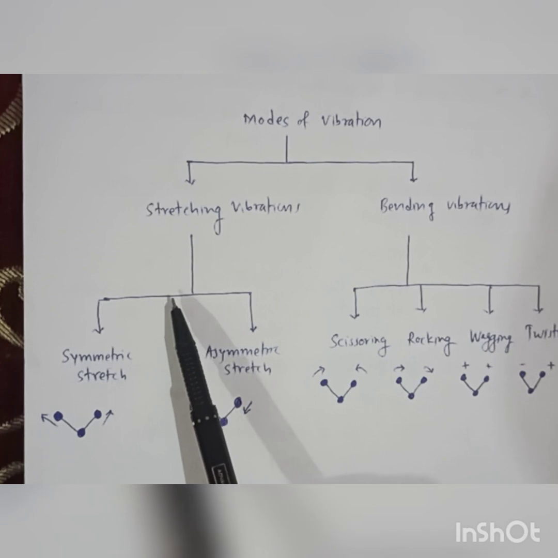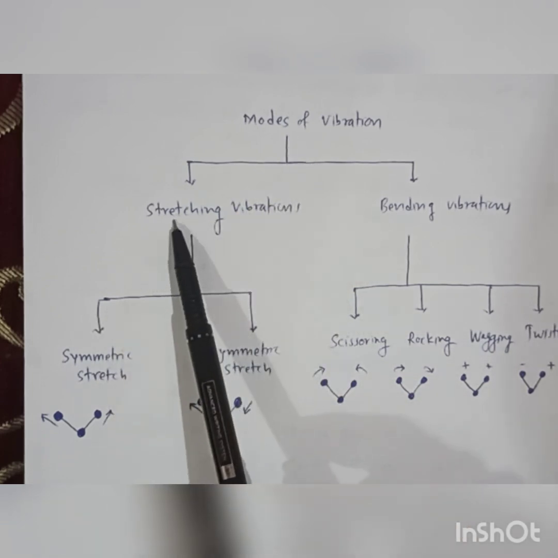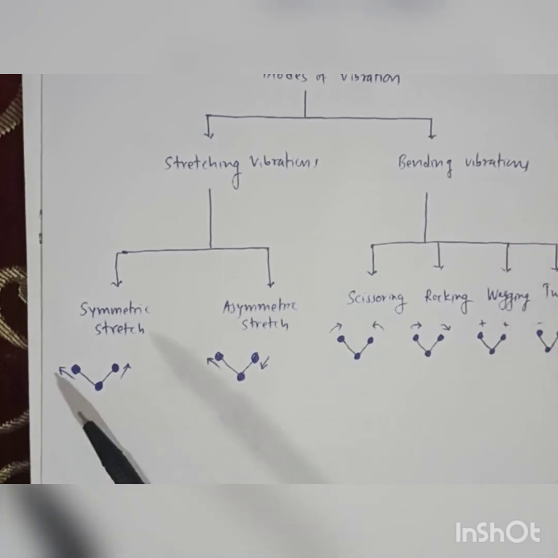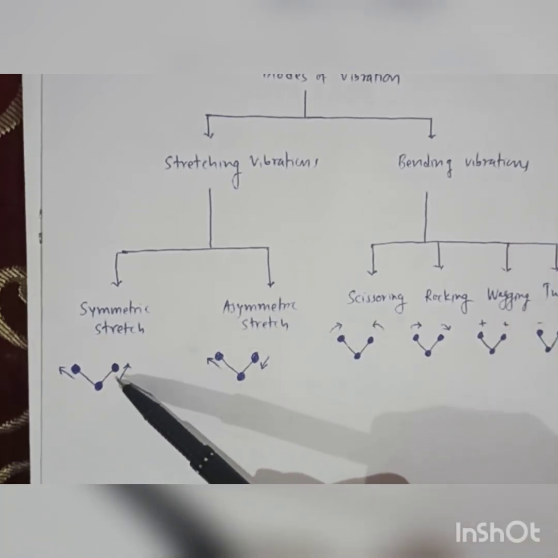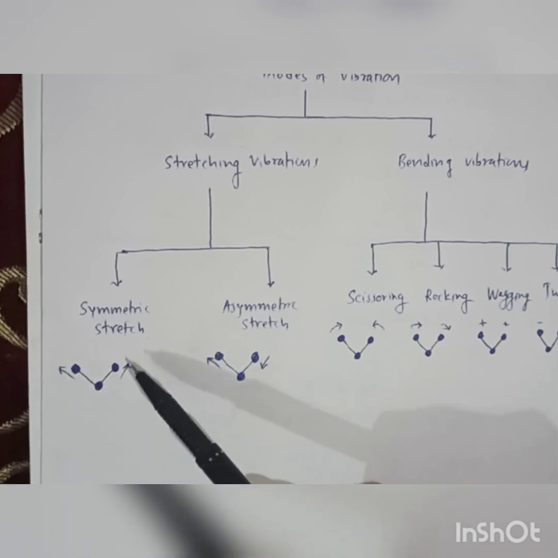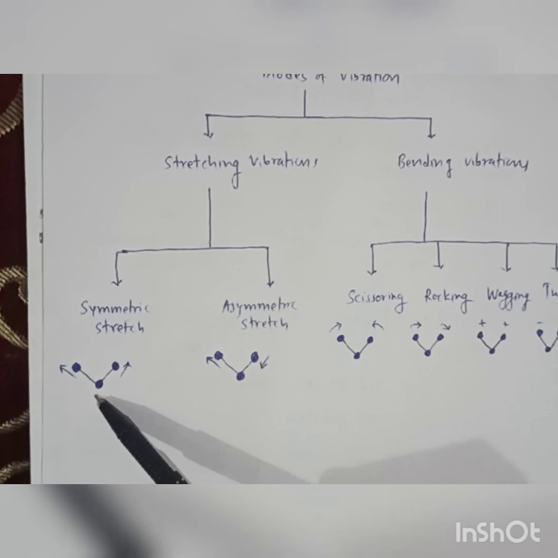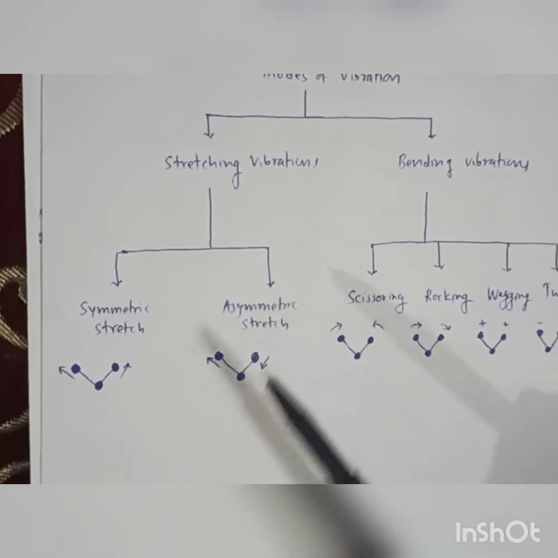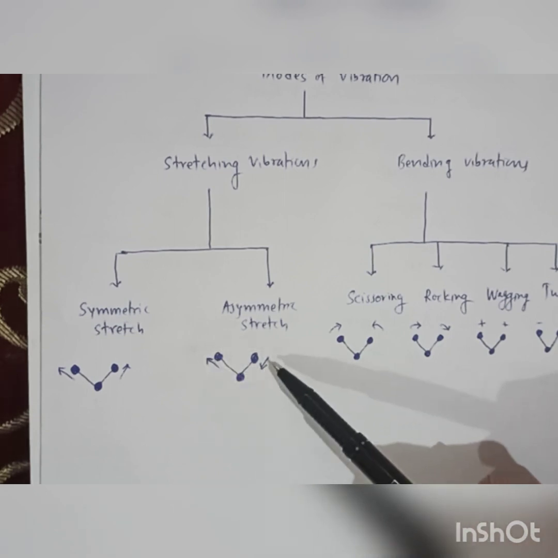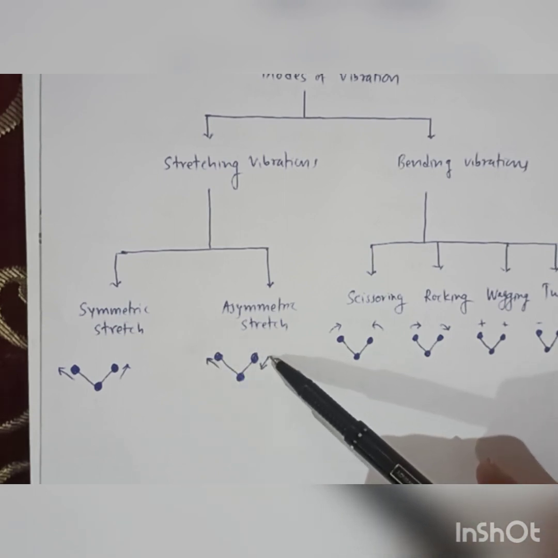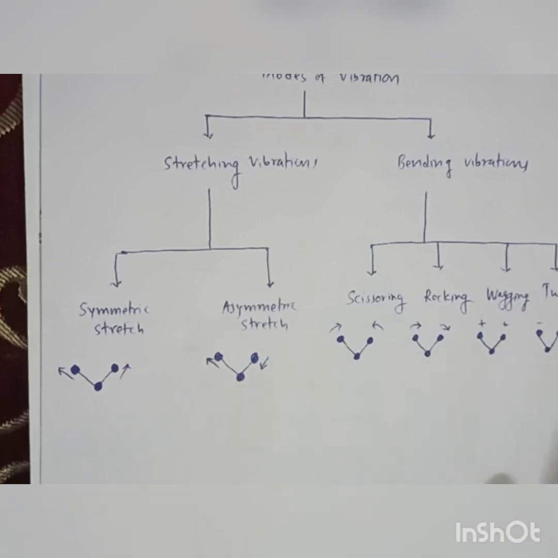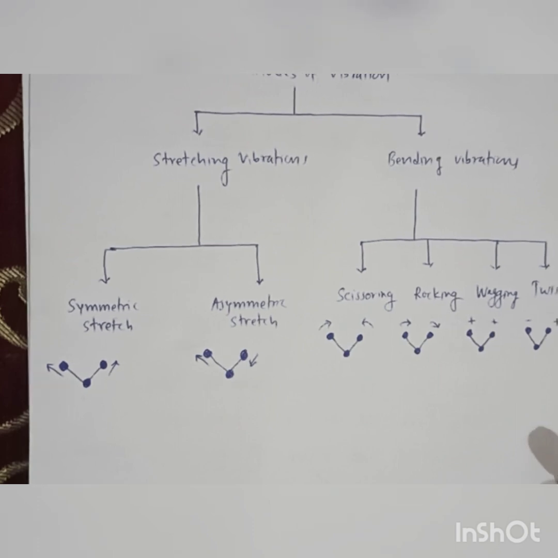Now what is symmetric stretch? First is stretching vibration. Consider this is the molecule. If both the atoms are stretched, both the bonds are stretched in the same direction, that is called symmetric stretching vibration. Asymmetric stretch, the bonds are vibrating in opposite directions. This bond is being stretched in this direction, whereas this bond is stretched in another direction. This is called asymmetric stretch.